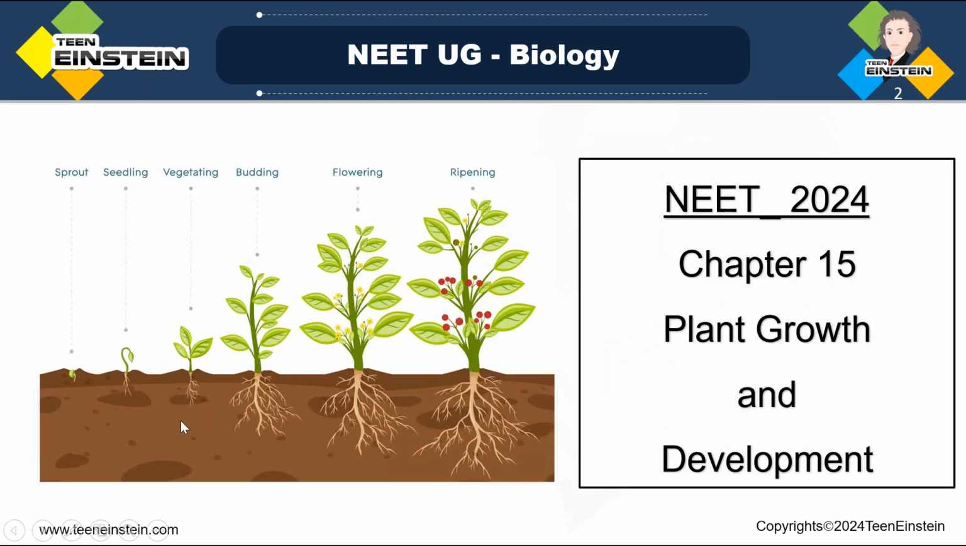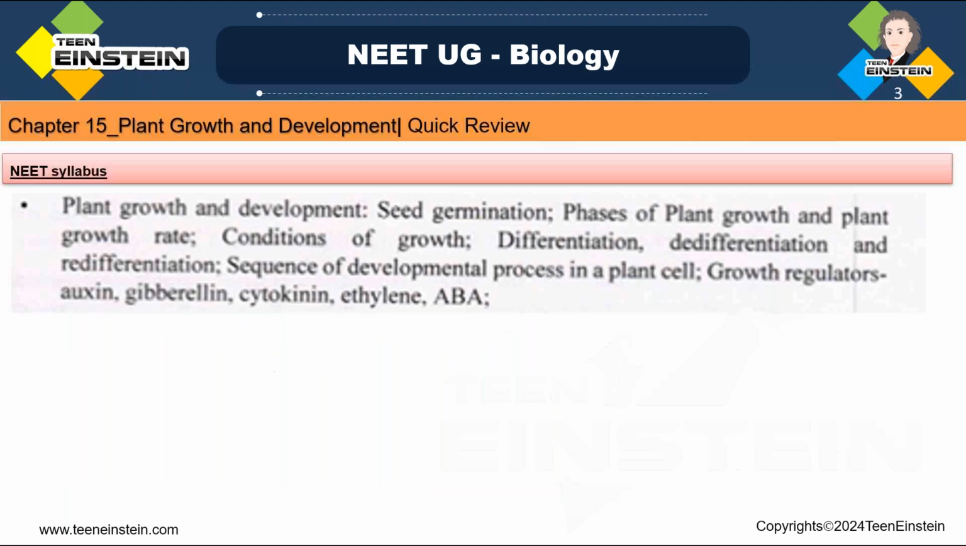Hello students. Now we are learning about plant growth and development, chapter number 15. In this chapter you have to learn about plant growth and development. You need to start with seed germination, phases of plant growth, plant growth rate, then conditions of growth, differentiation, de-differentiation and redifferentiation, then the sequence of developmental process in plants, and growth regulators like auxin, gibberellin, cytokinin, ethylene and abscisic acid. About all these things we are learning.